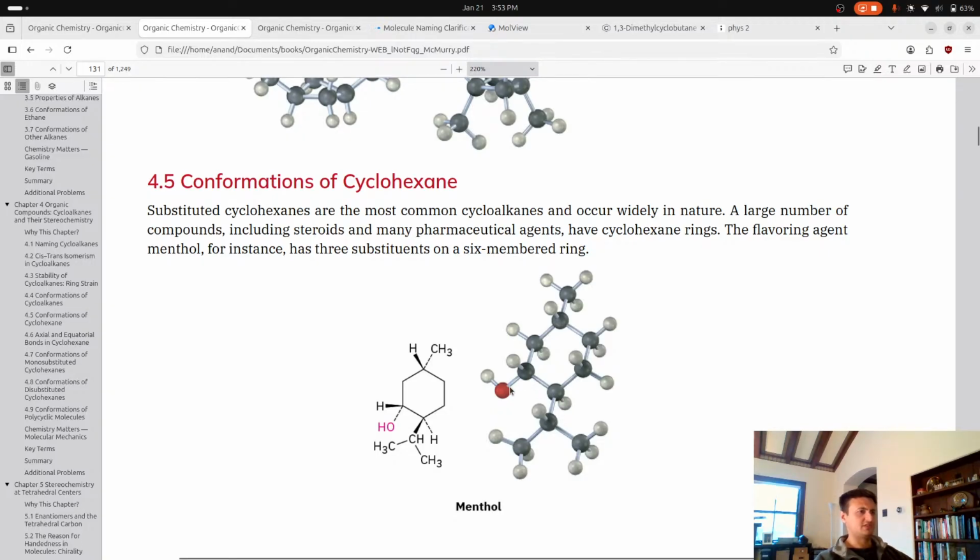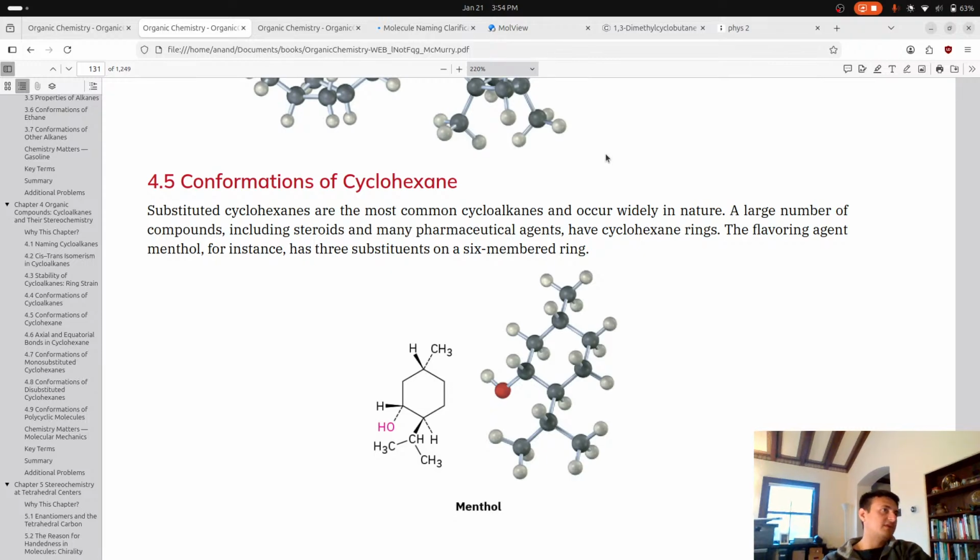All right, so we have this alcohol. That's why it's called menthol. Then we have this. You could probably call this like 1-methylethane or something. 1-methylethane. I forget. Do you say 1-methylethyl or do you say... Let's look this up.